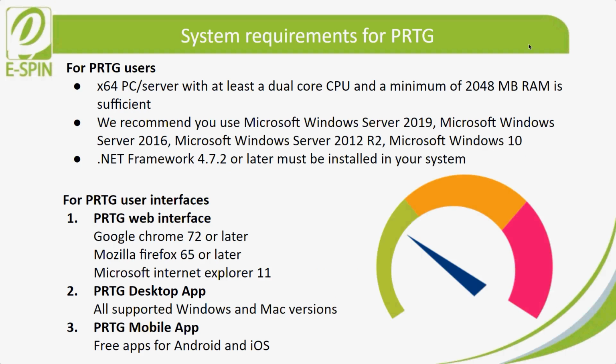This one is for PRTG users. Also the same, 64-bit PC or server with at least a dual-core CPU. Recommended Microsoft Windows Server 2019, Windows Server 2016, 2012 R2, and Microsoft Windows 10. And you need .NET Framework 4.7, 4.2 or later must be installed in your system.